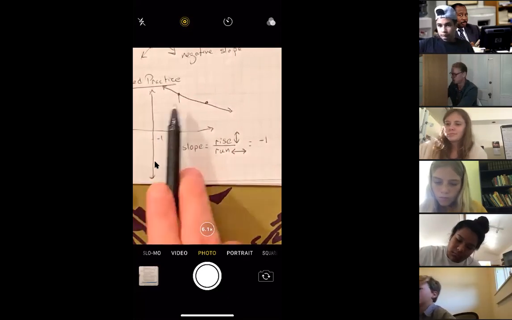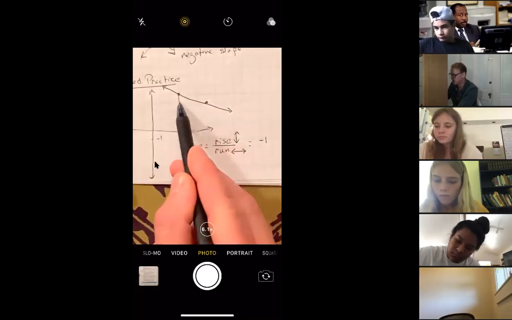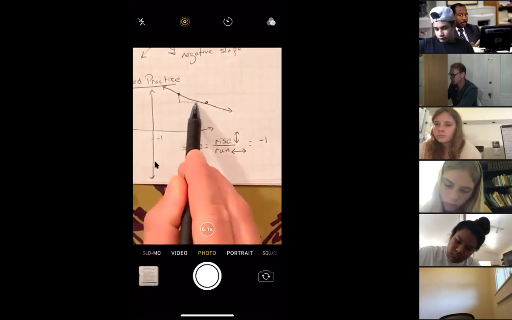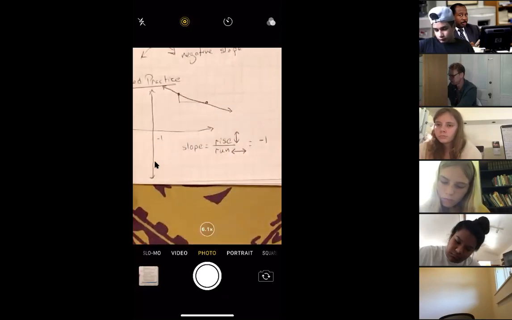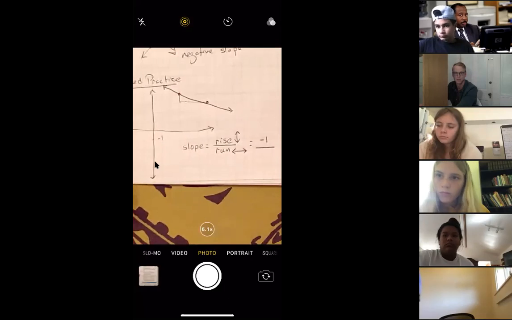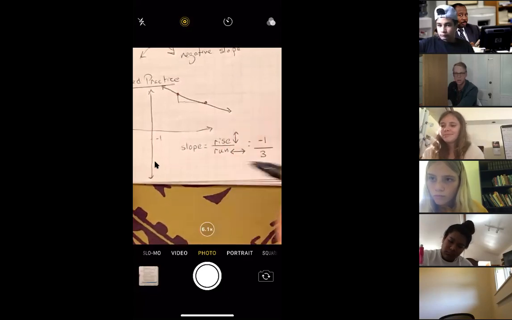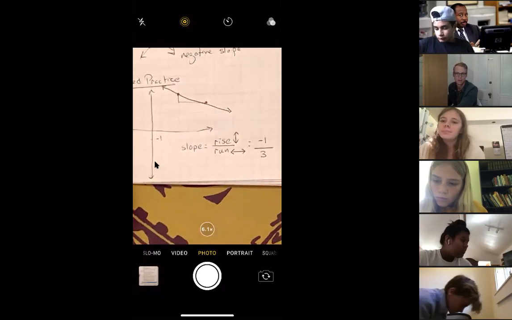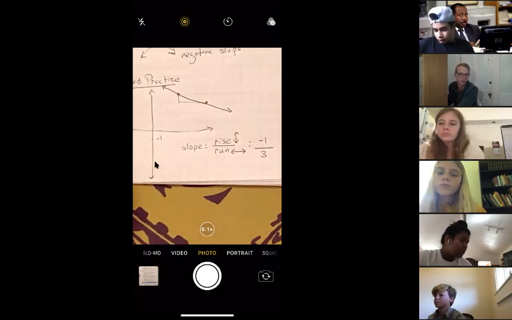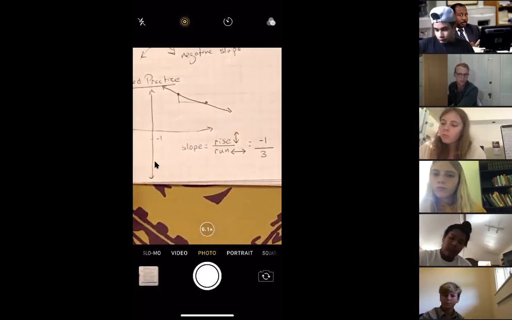Now I need to move to the right. I'm going to move to the right 1, 2, 3 spaces. And 3 spaces to the right is a +3. So there's my slope. My slope is -1/3. Does that make sense?